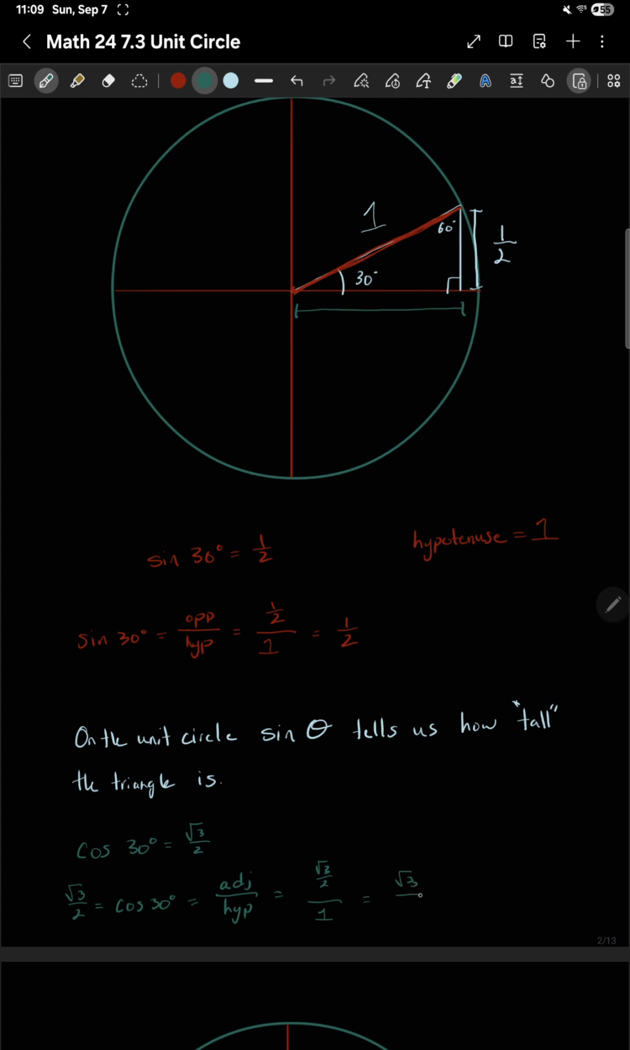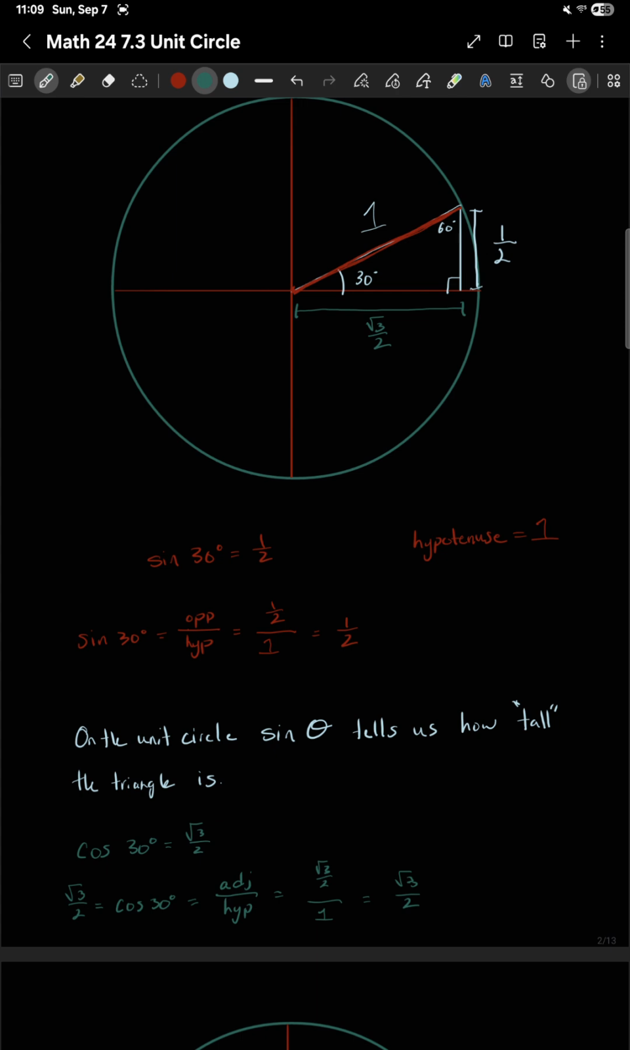And so what does cosine tell you on the unit circle? It tells you how large the base of the triangle is. So basically, how wide is the triangle? And remember that this only works on the unit circle because everywhere else, cosine tells you a proportion of how big the base is versus the hypotenuse. How big is the adjacent side versus the hypotenuse? But on the unit circle specifically, which is why it's really nice, it directly tells you how wide the base of the triangle is.